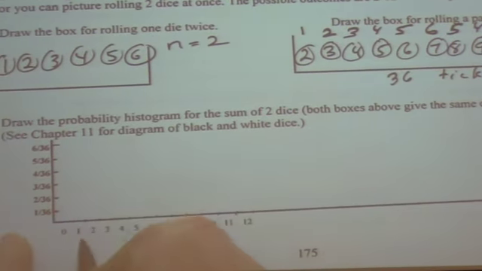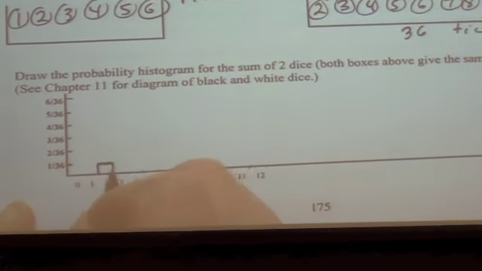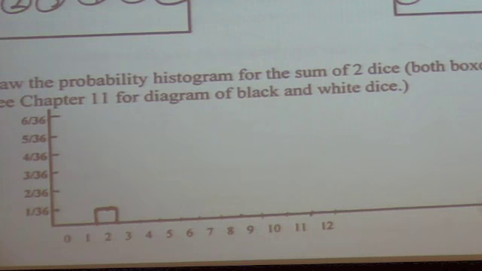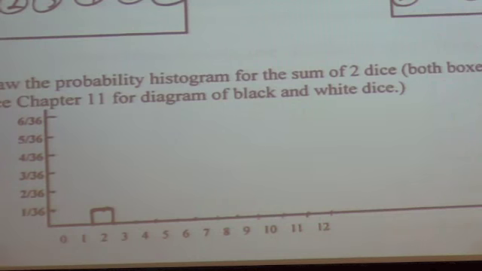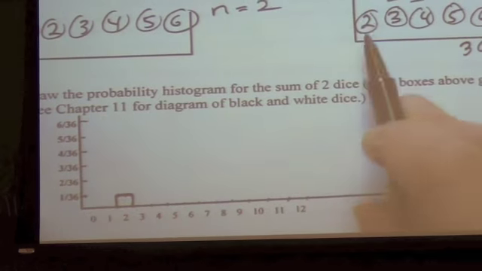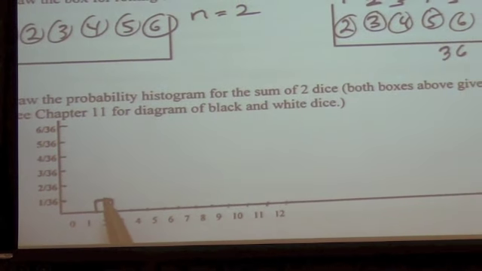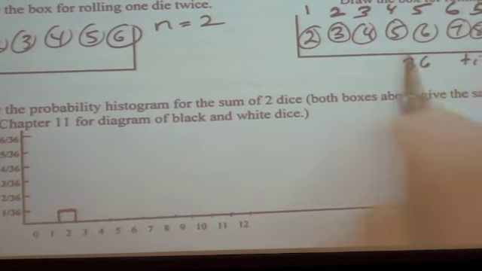All right, so we could get a 2. There's a 1 out of 36 chance. So we want to draw a histogram displaying all the chances. There's 36 tickets, a 1 out of 36 chance of drawing a 2. So I have it 1 out of 36. And then there's a 2 out of 36 chance of drawing a 3, etc.